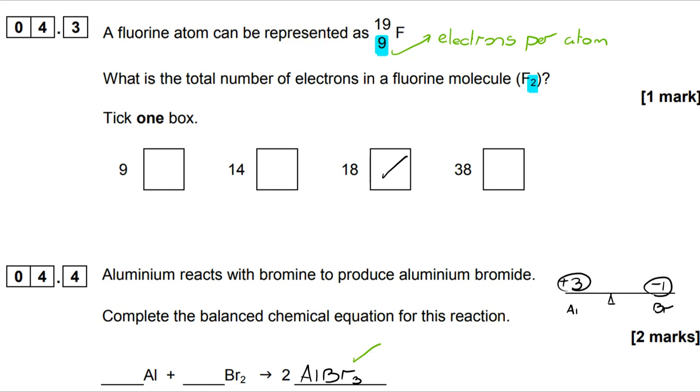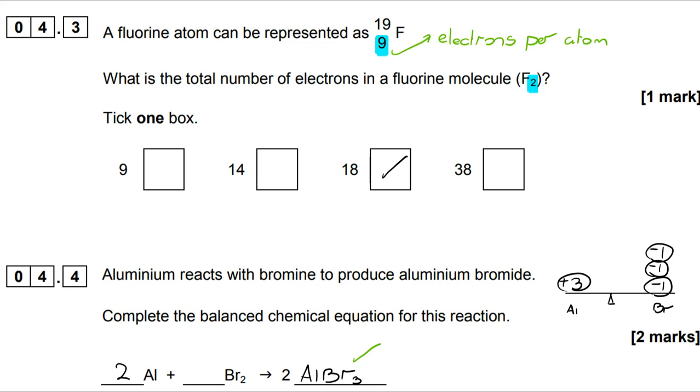Aluminium is in group 3, so it has a charge of +3. Bromine is in group 7, so it has a charge of -1. Now I need my seesaw to balance to 0, and I can only do that by adding more aluminiums on the left or more bromides on the right. I would need 3 -1s to counter the +3, and that's why we end up with AlBr3.